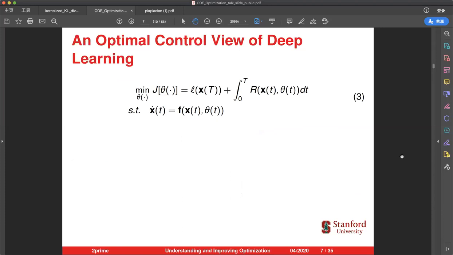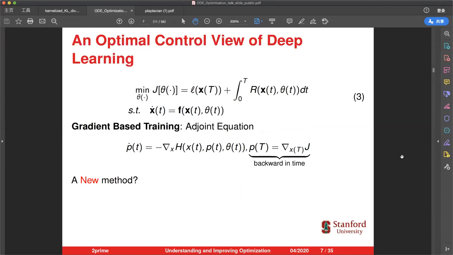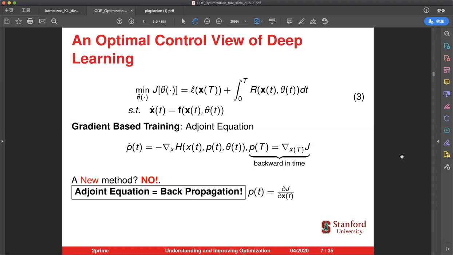If you want to solve an optimal control problem, the textbook will tell you that you need to write down the adjoint equation. The adjoint equation is a backward-in-time ODE, where p_t is the gradient with respect to x_t. It is like backpropagation: the adjoint equation calculates the gradient of my loss function with respect to my feature map. So I have written down a new backpropagation algorithm. Is this a new method? Actually not. You can prove that the adjoint equation is just backpropagation, because backpropagation also calculates the gradient of your loss function with respect to your feature map.